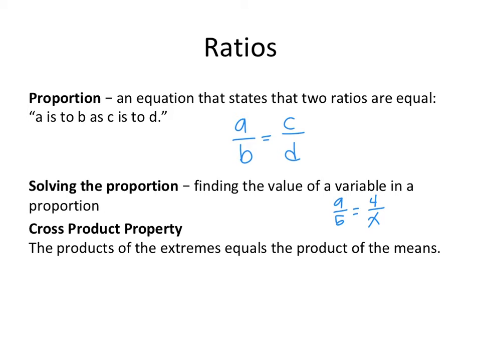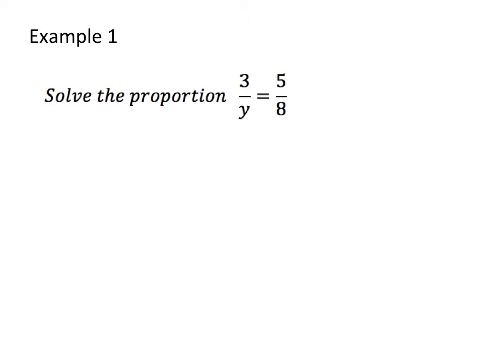Cross product property. This states that the product of the extremes equals the product of the means. I don't really expect you to memorize what means and extremes are, but basically if we have A over B is equal to C over D, this just means that if I cross multiply, AD is equal to BC. A and D are the extremes, B and C are the means. It doesn't matter which one's which, but just know that the ones that are across from each other, if you multiply them, they'll be equal.